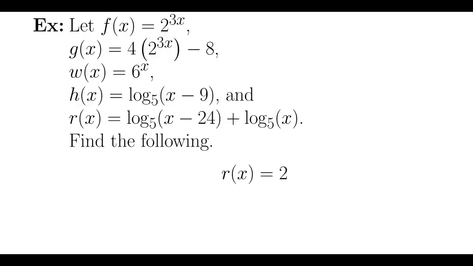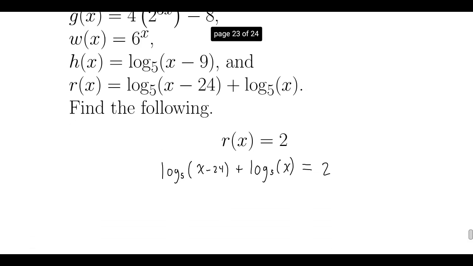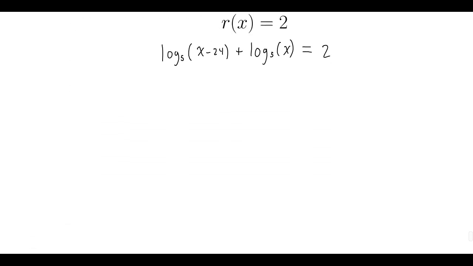Solve log base 5 of (x minus 24) plus log base 5 of x equals 2. Okay, so let's solve this equation. Whenever we have a logarithmic equation that consists of more than one logarithm, I should try to write them as one if possible. And notice I have log base 5 for both of them, which means, hey, they're added together. I can use that property that says I should multiply them inside.